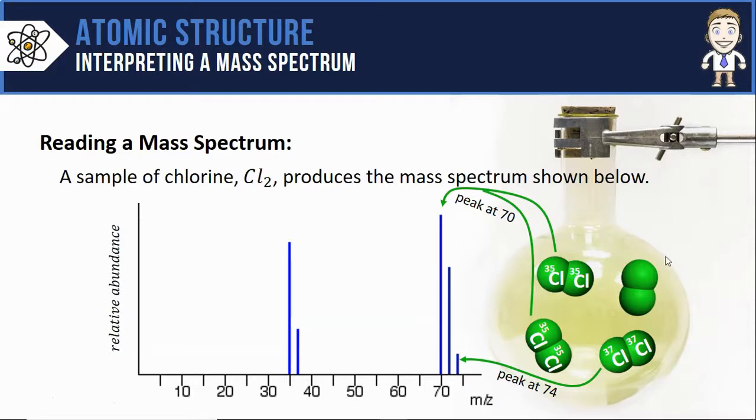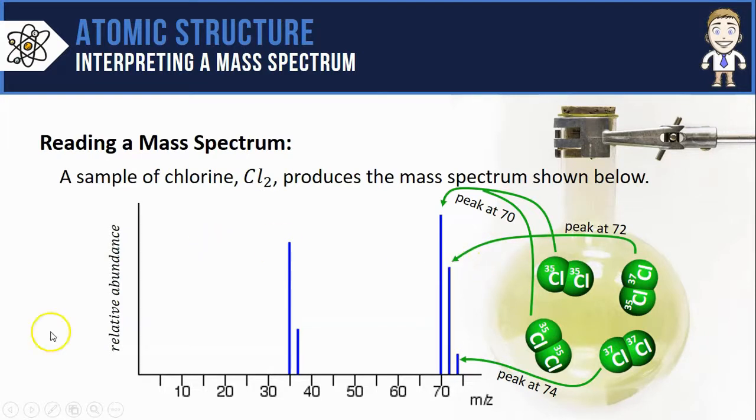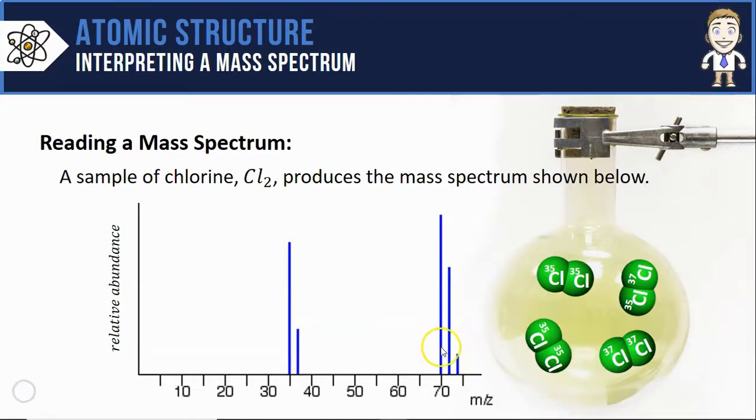The only other possible makeup for my Cl2 molecules then, we'll label it on this last one, is a chlorine 35 bonded to a chlorine 37. These Cl2s will have a total mass of 72, thus the peak we see here at 72. So that explains these 3 more massive peaks, but we also see 2 smaller peaks down here, somewhere between a mass of 30 and 40.